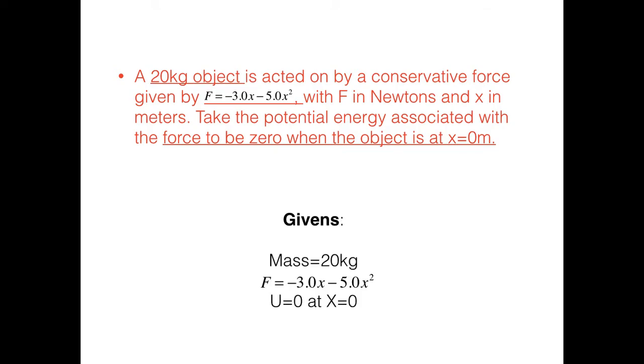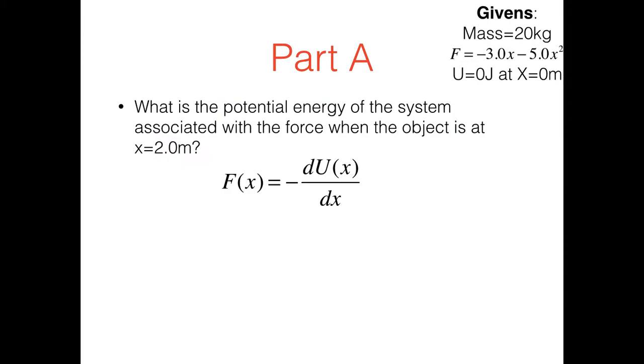Our givens are a mass of 20 kilograms, a force equation given above, and a potential energy of 0 joules at x equals 0 meters. Part A asks us, what is the potential energy of the system associated with the force when the object is at x equals 2 meters? We're going to use the equation force is equal to the negative derivative of the potential energy. We'll rearrange to solve for potential energy and take the negative integral of the force function. We'll then evaluate it from 0 to 2.